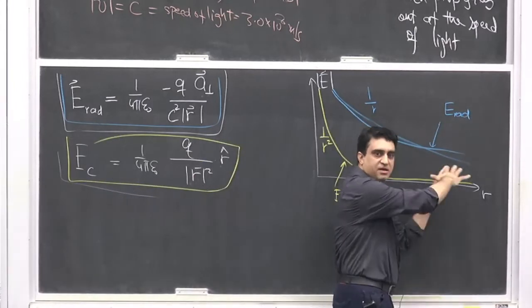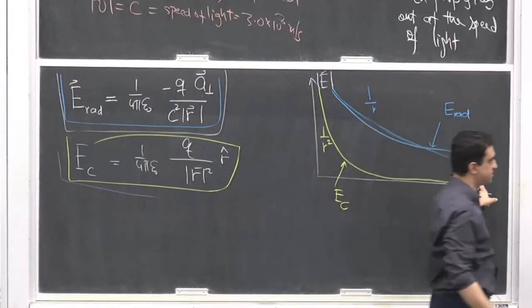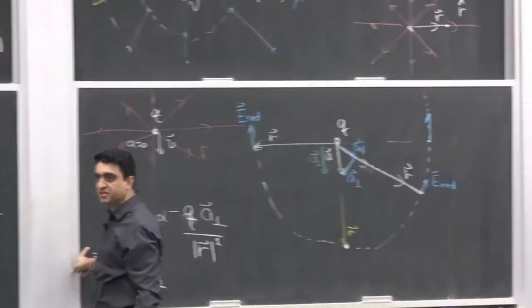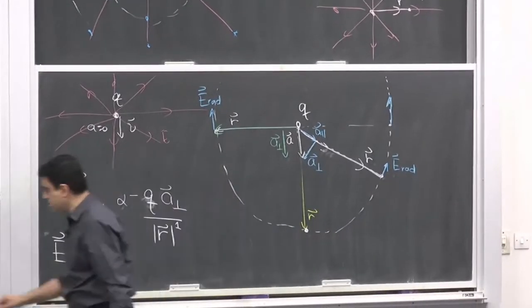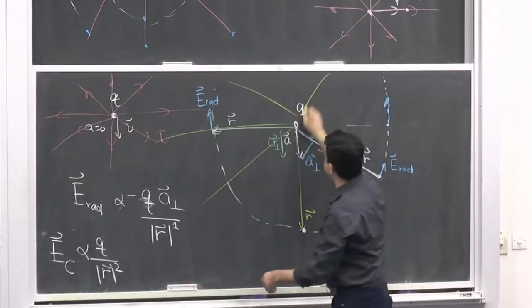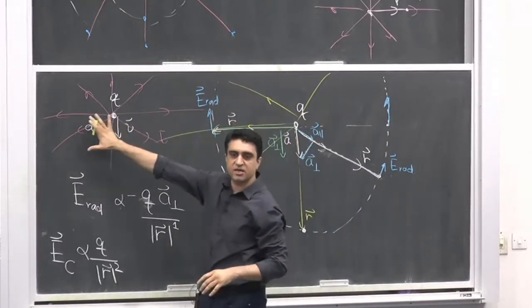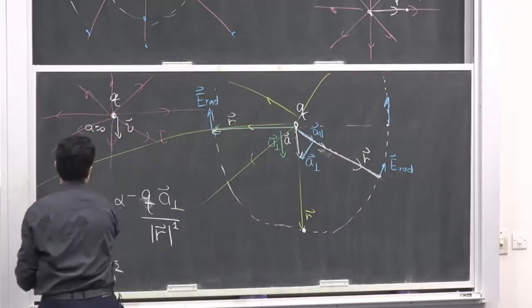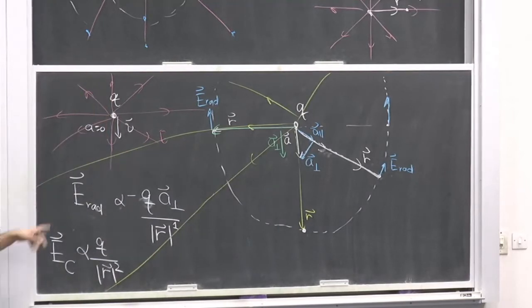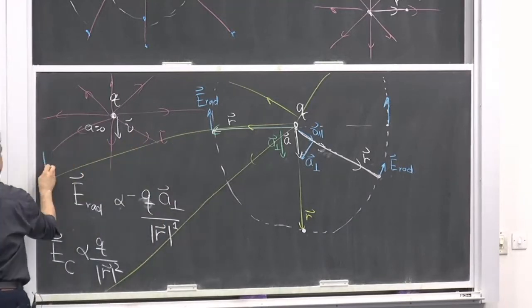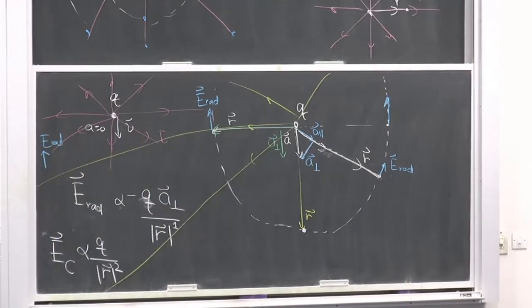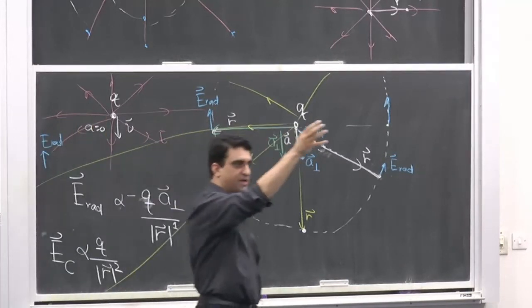It is perpendicular to r, and as we found out, this radiation field will be in that direction. So let's form two components of this acceleration. If I draw a normal here, you would have one component of the acceleration which would be parallel to the r vector, and another component of the acceleration which would be perpendicular to the r vector, which is the position vector.